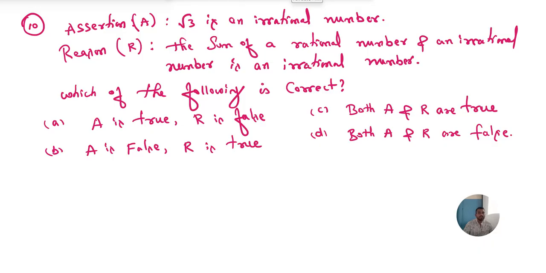Didn't understand? Okay, I'll give one example. Root 3 is an irrational number. Will you agree? Will you agree?